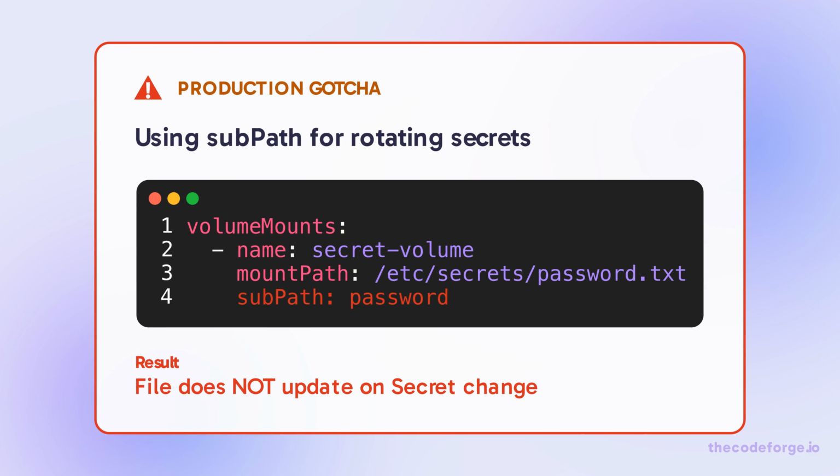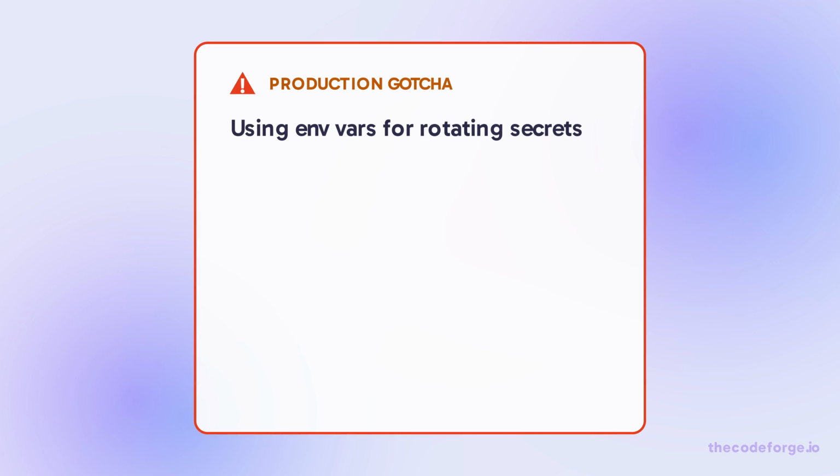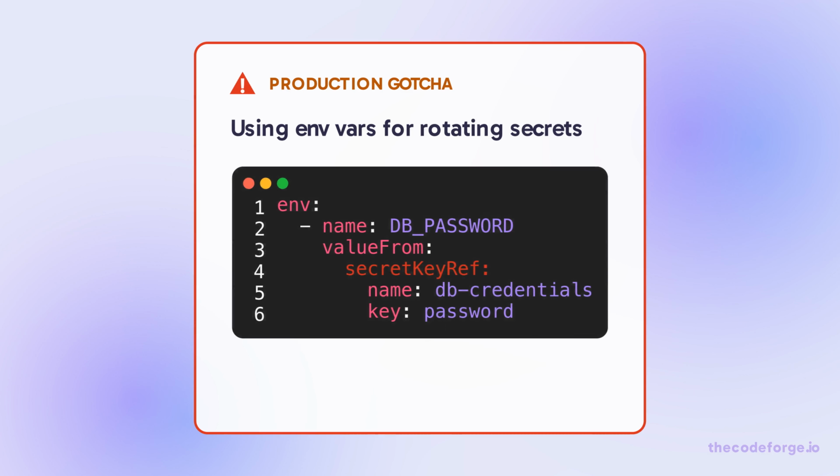SubPath mounts do not auto-update when the source secret changes. The file is a snapshot at mount time. Avoid subPath for any secret that rotates. This is the exact pattern that caused the incident. The secretKeyRef injects the password as an environment variable, which is a snapshot. When the secret changes, the pod still has the old value until restart.